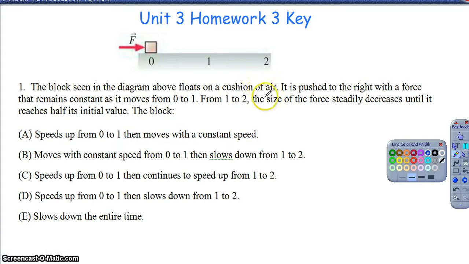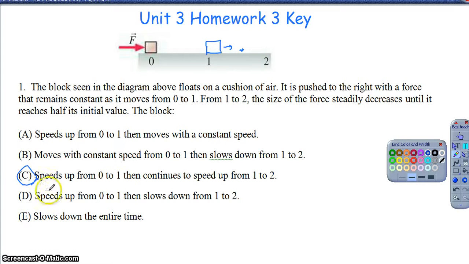The thing to watch out for on this one, right? It does tell me that the force is decreasing, but it doesn't say that the force is changing direction. And so because of that, even though that force is getting weaker and weaker, my force and therefore my acceleration are still directed to the right. And so this object is going to do the same thing the entire time, right? The object is going to speed up the entire time of the motion.